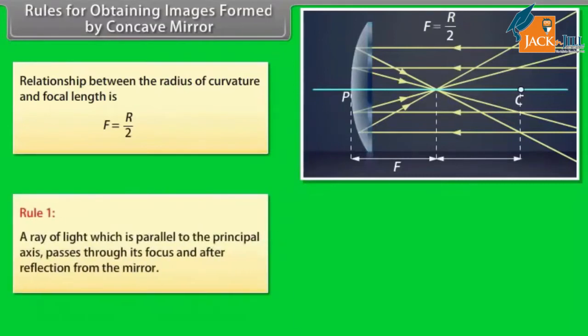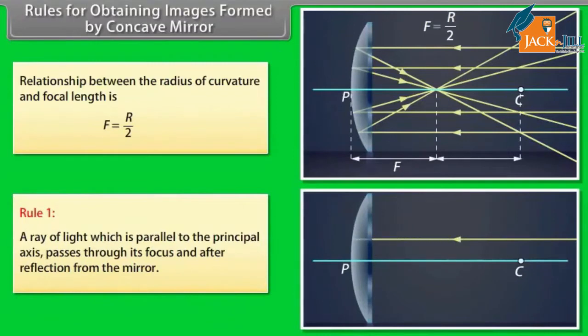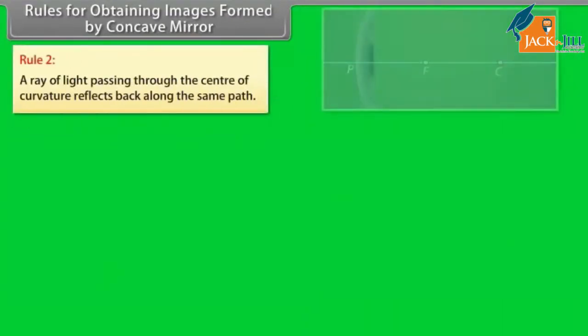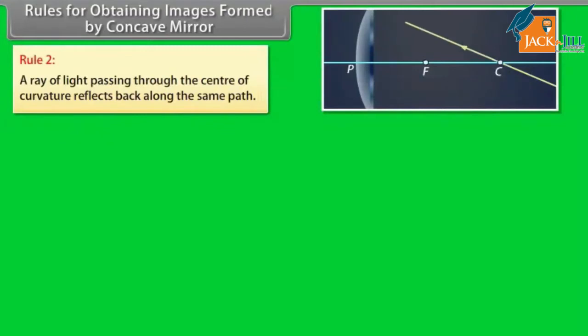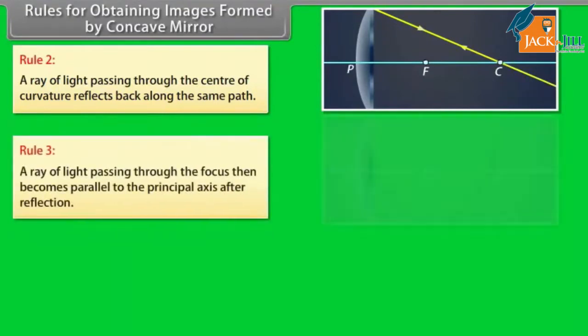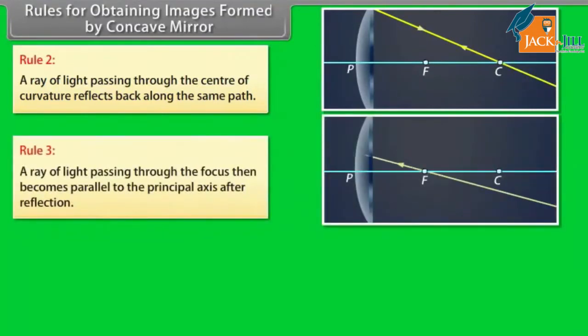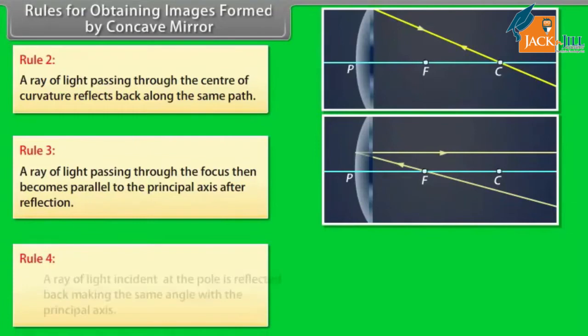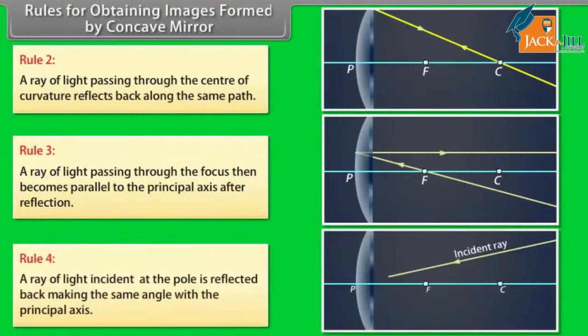Rule 1. A ray of light which is parallel to the principal axis passes through the focus after reflection from the mirror. Rule 2. A ray of light passing through the center of curvature reflects back along the same path. Rule 3. A ray of light passing through the focus becomes parallel to the principal axis after reflection. Rule 4. A ray of light incident at the pole is reflected back, making the same angle with the principal axis.